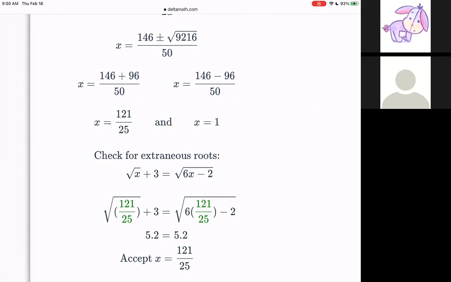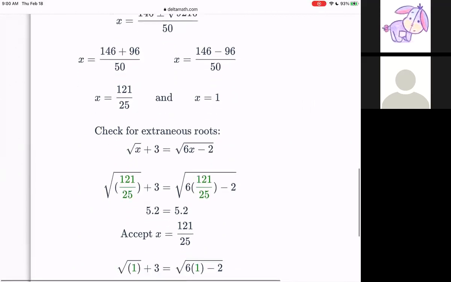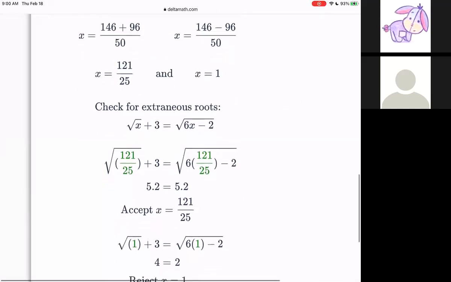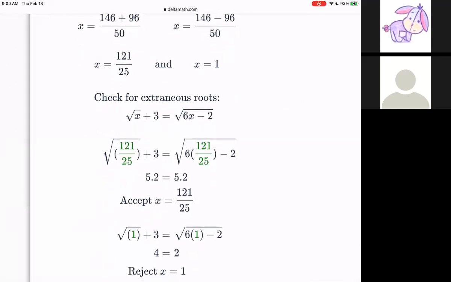So now that we accepted the 121 over 25, we also must check for x equals 1. So now you can see that they are plugging into our original equation the answer for x equals 1. So the square root of 1 plus 3 is equal to square root of 6 times 1 minus 2. And then let's simplify, and then you get 4 equals 2. So 4 is not the same as 2. Therefore, we must reject the answer x is equal to 1. So x is equal to 1 gave us a false statement. It's a lie. So then you must reject it.